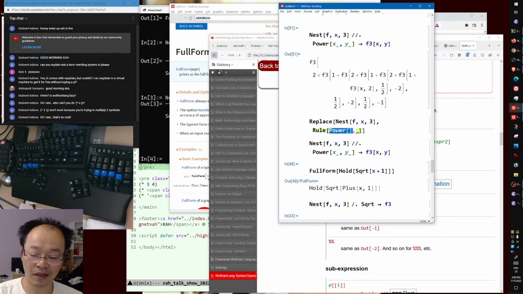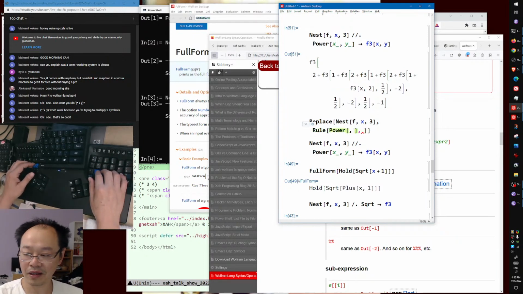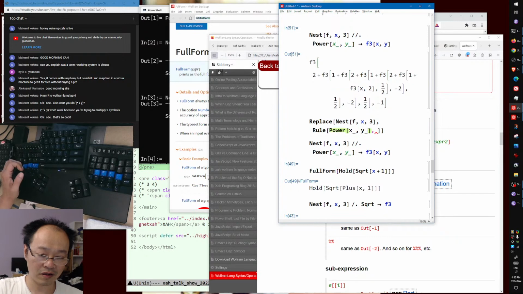The first part is the left-hand side: what do you want to replace, what pattern you want to match. The second part is what you want it to become. The pattern is power of two things, one named x underscore, the other y underscore. Underscore means anything. So you match anything that's power of anything, and you name the two things x and y so that you can use them in the replacement part.